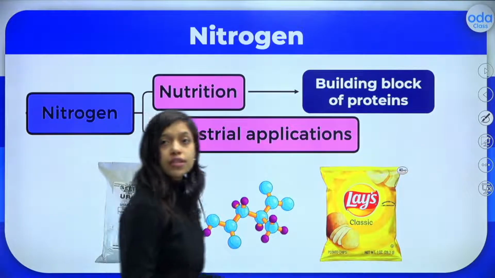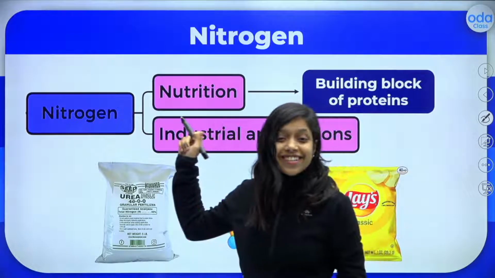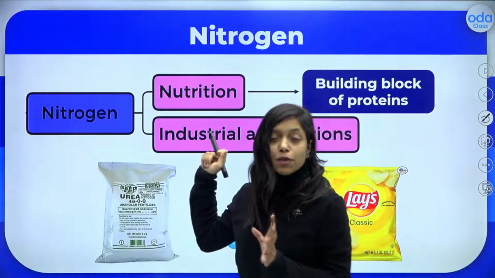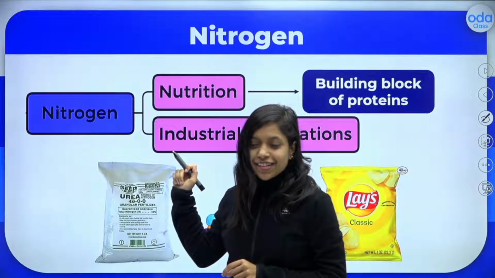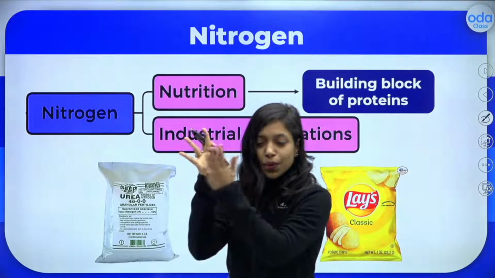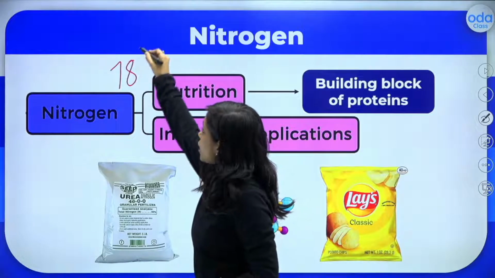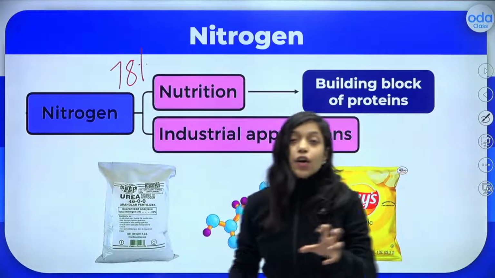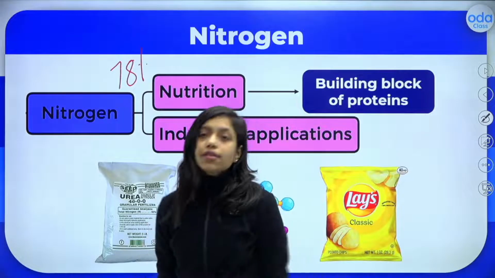So why is nitrogen important? I told you that. How much percentage? Type in the comment box how much percentage of nitrogen is present in the air. Very good. Yes, superb. So we have 78% of nitrogen present in our air, right? What is the use of this nitrogen? 78% is there. What is the use?